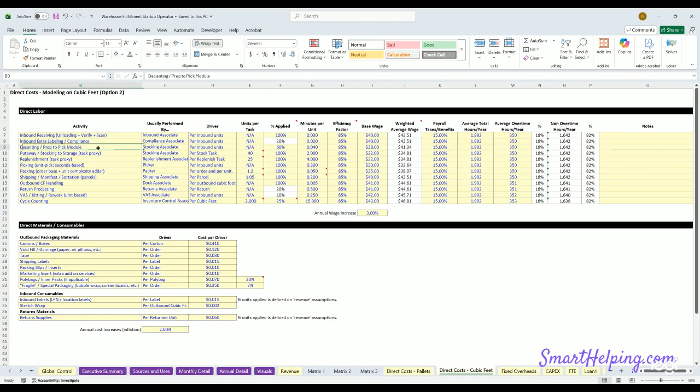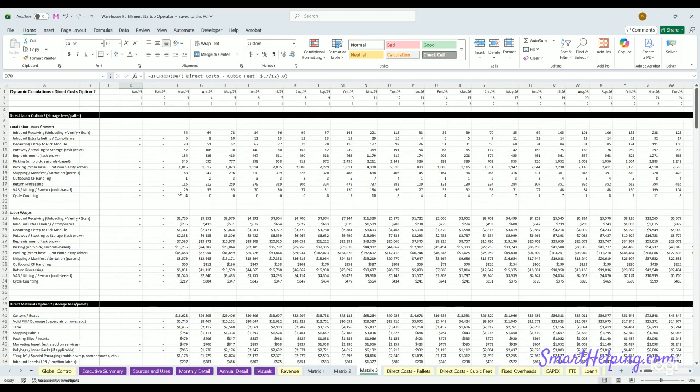Decanning, prep to pick model, all also per inbound units. Time per unit, per stock task. So put away, we're doing the number of inbound units that make up a single task. So we're saying for every 40 units there's a task, and then what's the amount of minutes for that task for this activity. So you're dividing total units by 40, multiplied by this total minutes. And then we're dividing that by 60 on our costs here. So you can see all these costs, these are hours for all these activities I'm talking about here. Labor wages.